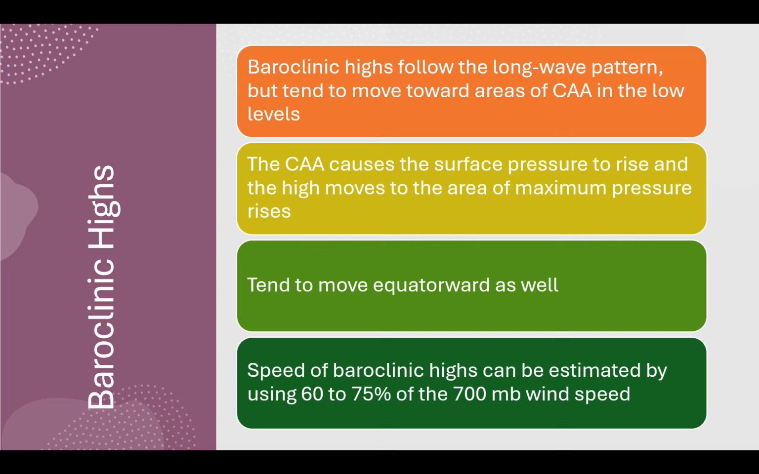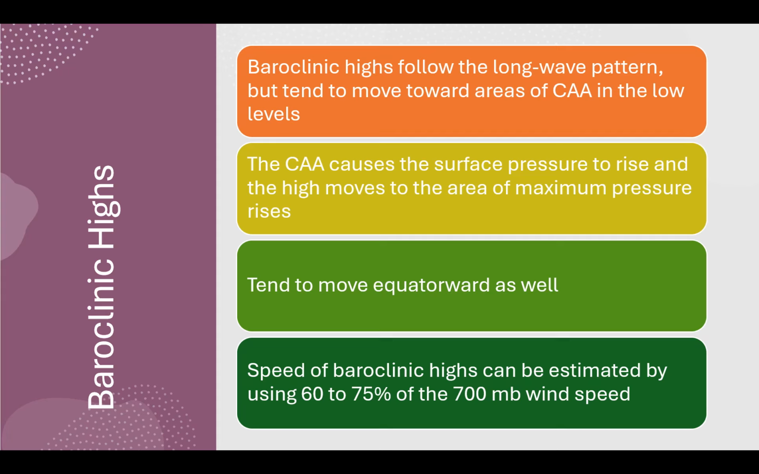So baroclinic highs follow the long wave pattern. They tend to move toward areas of cold air advection in the low levels. The cold air advection causes the surface pressures to rise because the air is more dense, and the high is going to move to the area of maximum pressure rises. So with baroclinic lows, we said that they generally follow the long wave pattern, and they move toward areas of warm air advection. Baroclinic lows also are going to move towards areas of maximum pressure falls. With baroclinic highs, it's the opposite. Baroclinic highs move toward areas of cold air advection in the low levels and towards areas of maximum pressure rises.